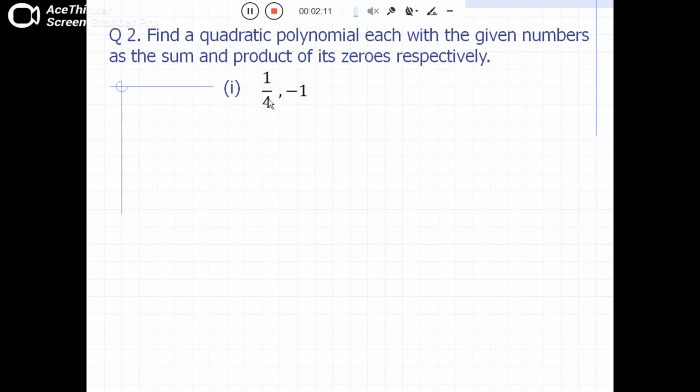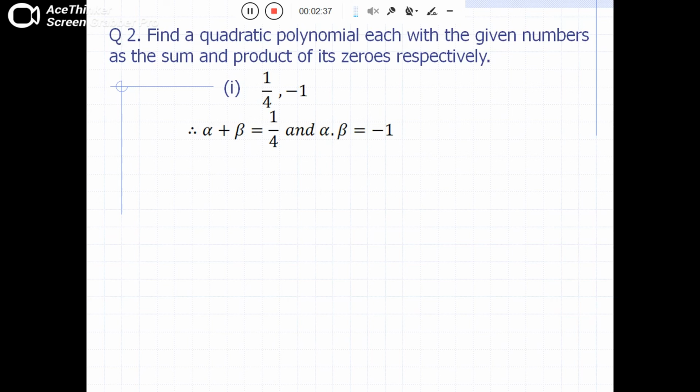Given 1 upon 4 means it is the sum of zeros, that is alpha plus beta, and minus 1 is the product of zeros, that is alpha into beta. So alpha plus beta is equal to 1 upon 4 and alpha into beta equals minus 1. These two things are given. Now we have to find out the quadratic polynomial.